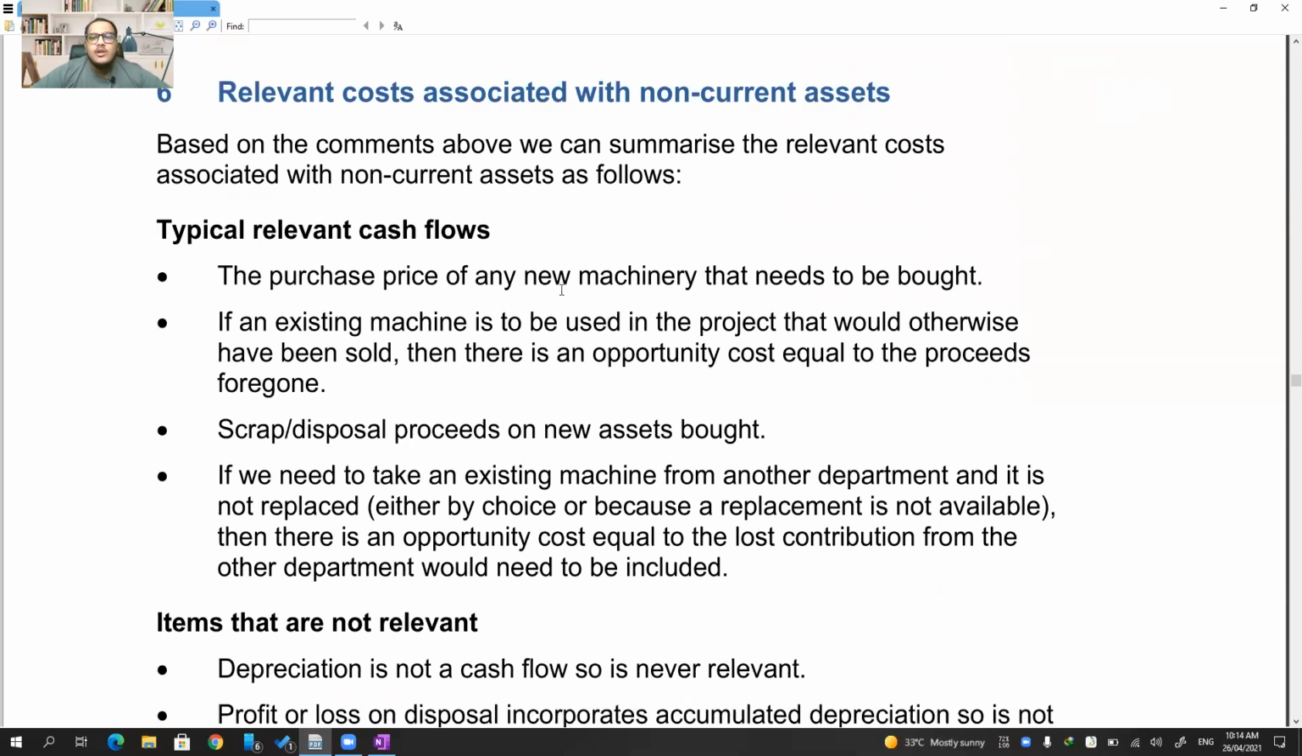Okay. Now coming to the assets, sir, non-current assets. You need to understand whether you are purchasing for this particular project or you are already using the existing machinery. Two possible cases: already using existing machinery on this particular project, or purchasing a new machinery for this project alone. So what are the relevant cash flows, sir?